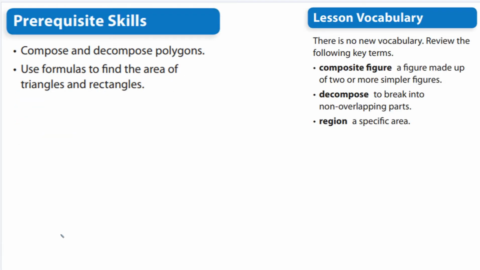Let's look at the prerequisite skills. Skills you should already know or have learned. Compose and decompose polygons. Use formulas to find the area of triangles and rectangles. And remember, you have your reference sheet so you can look at that. The vocabulary for this lesson, there really isn't any new vocabulary. So we will review the following key terms. Composite figure, it's a figure made up of two or more simpler figures. Decompose, to break into non-overlapping parts. And region, a specific area.